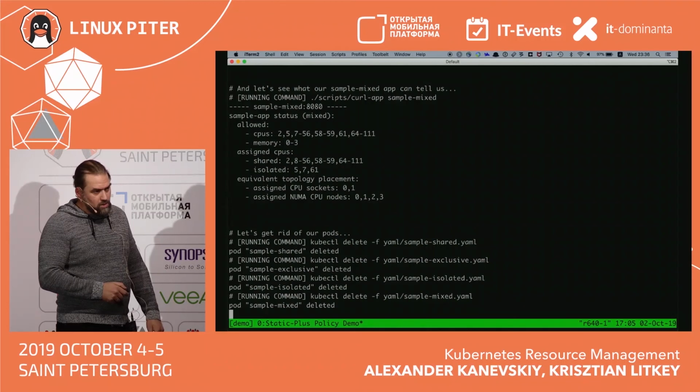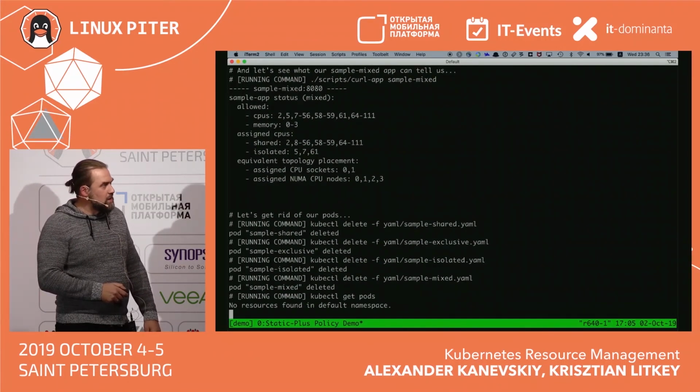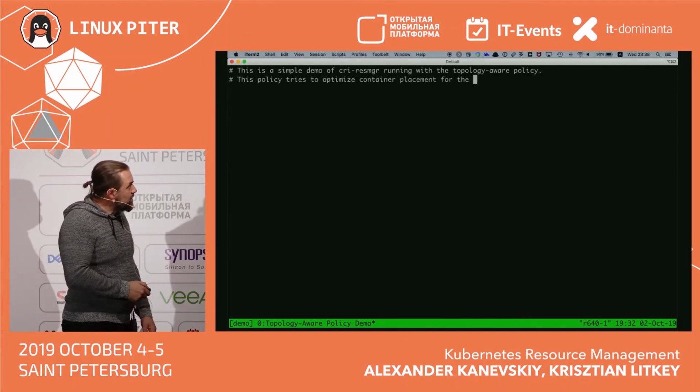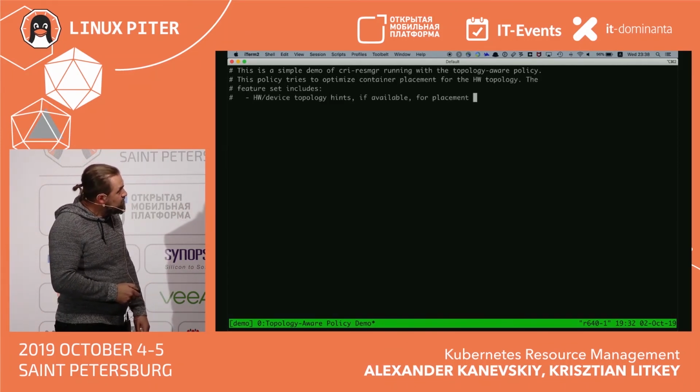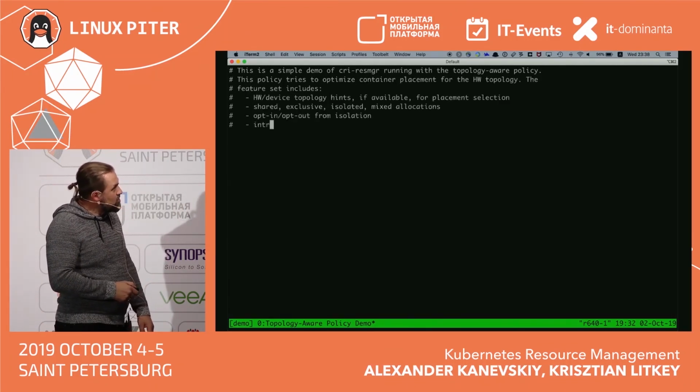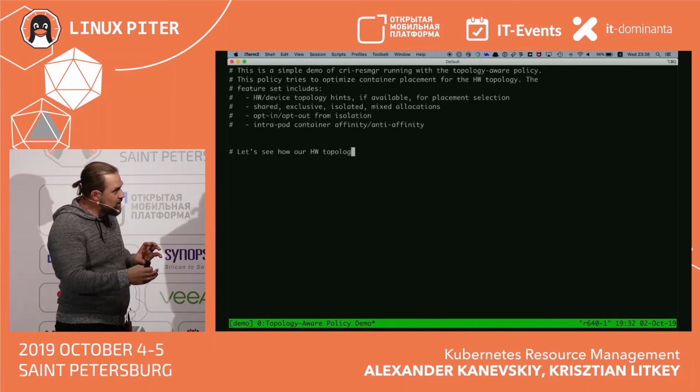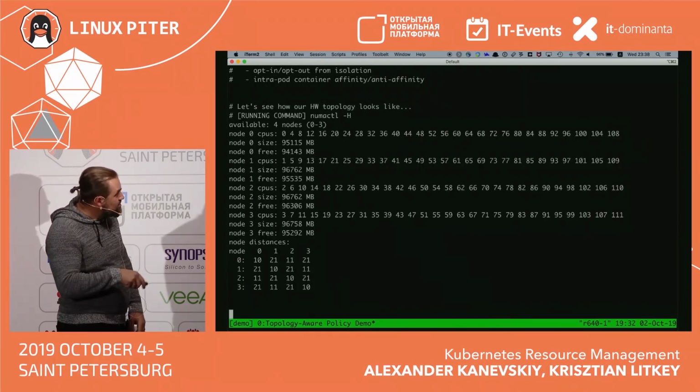It is also using so-called topology hints. So basically, that's device affinity of the containers. And it also can use annotations for intra-pod container affinity and anti-affinity. So basically, if you want to put containers together or far away from each other, these annotations you can use for this. So this is what our hardware looks like.